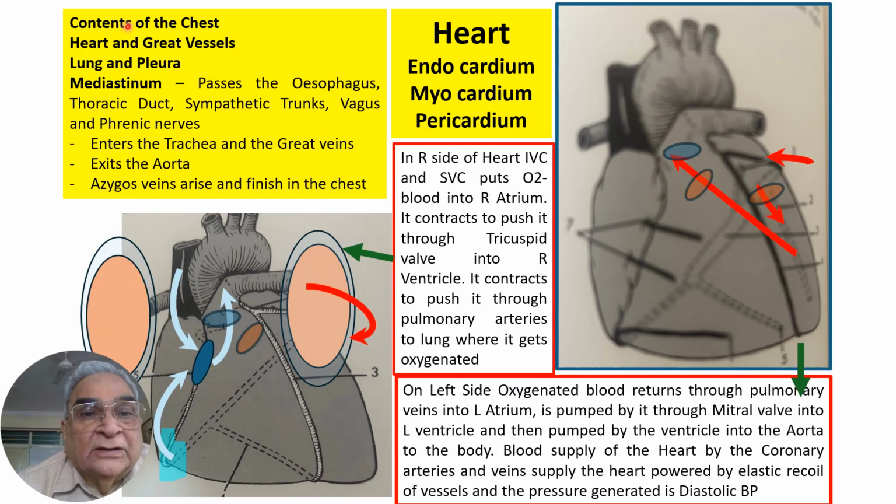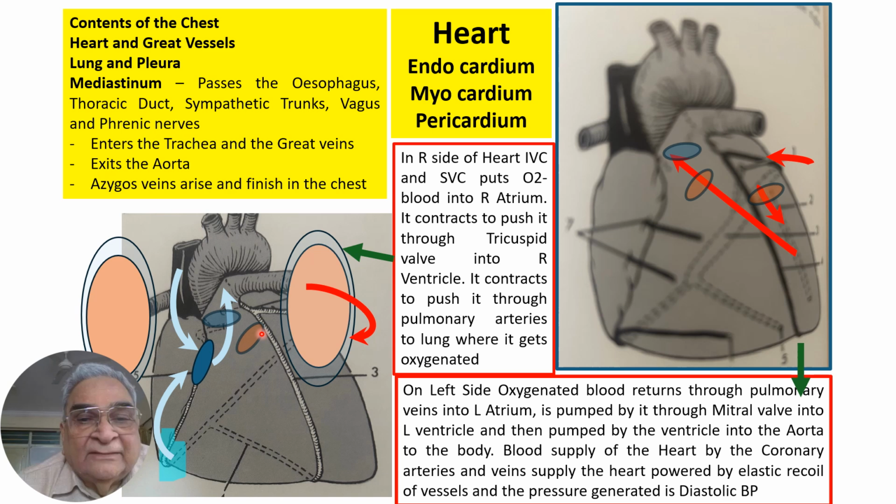Now we go on to the contents of the chest, and they are the heart and its great vessels, the lungs and the pleura, and the mediastinum between the two lungs, through which pass the esophagus, the thoracic duct, the sympathetic trunks, and the vagus and phrenic nerves. It contains the trachea and the great veins. The aorta exits, and the azygos veins arise and finish in the chest itself.